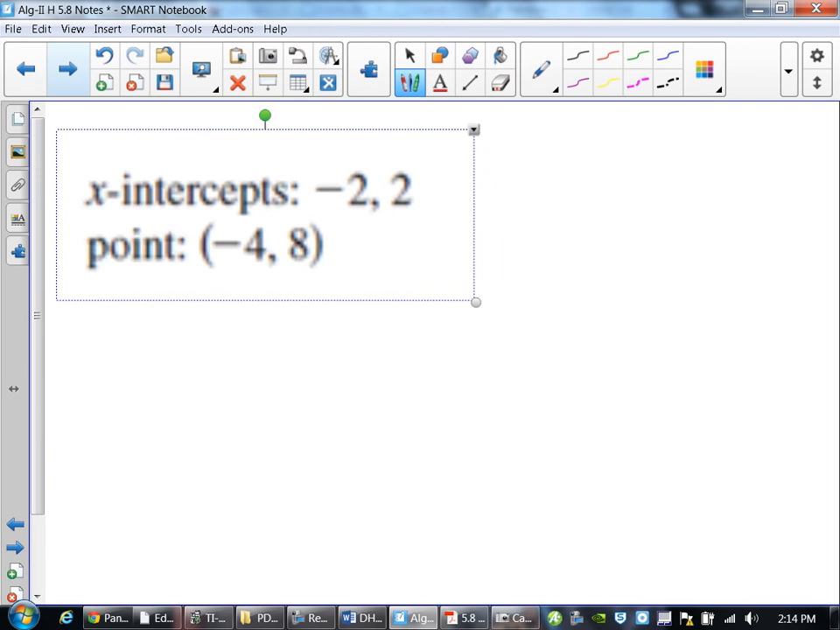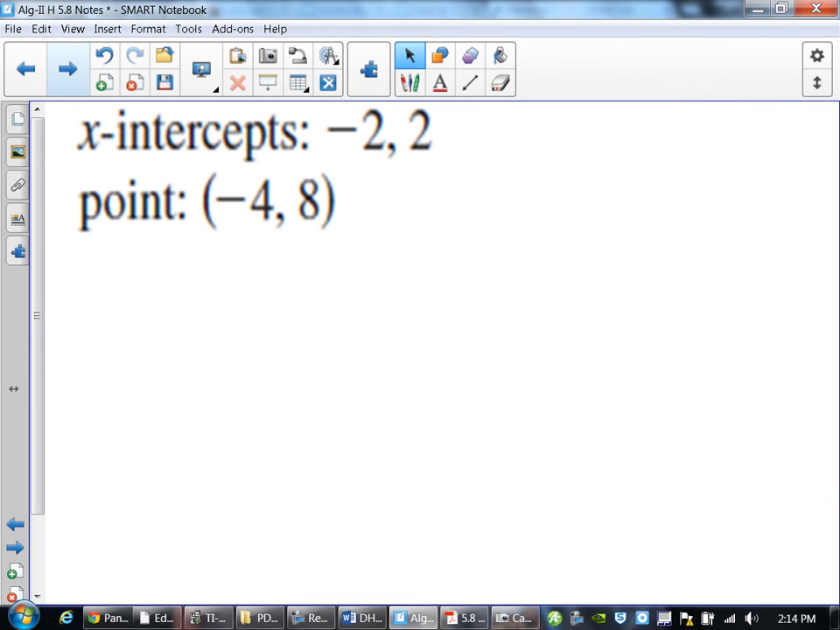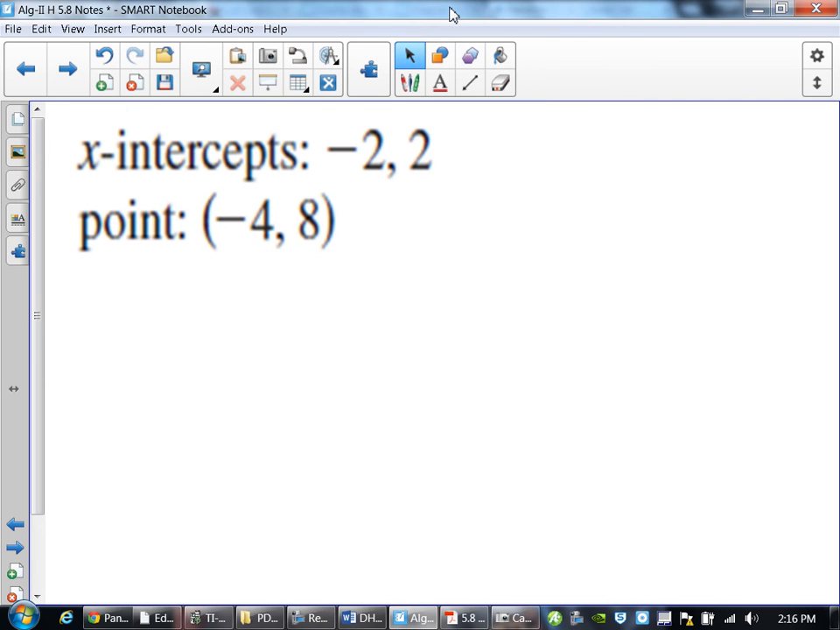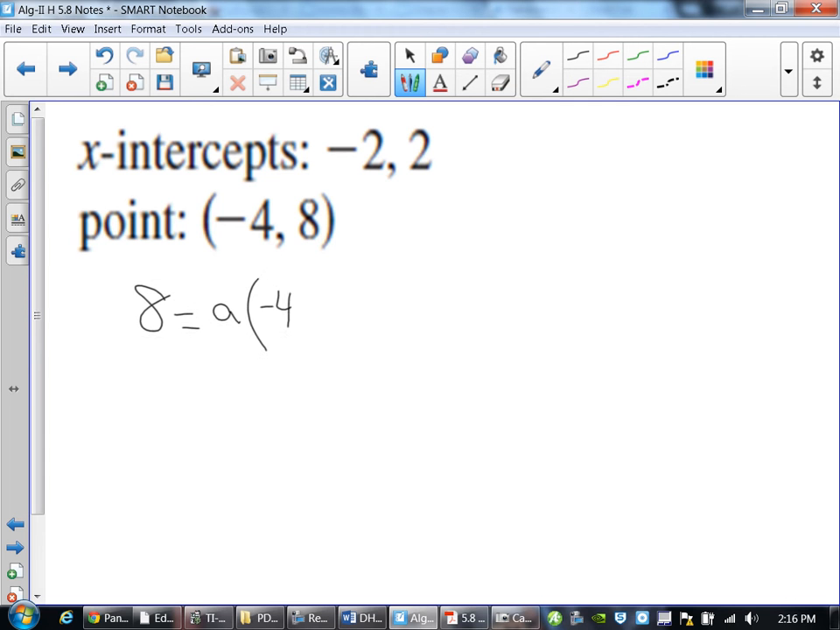You guys do one. Take a minute and do this one on your own. We're figuring out which quadratic equation has those two zeros. So we have 8 equals a, -4 plus 2, -4 minus 2, when I substitute straight in. Why are you looking so worried, Shinky?